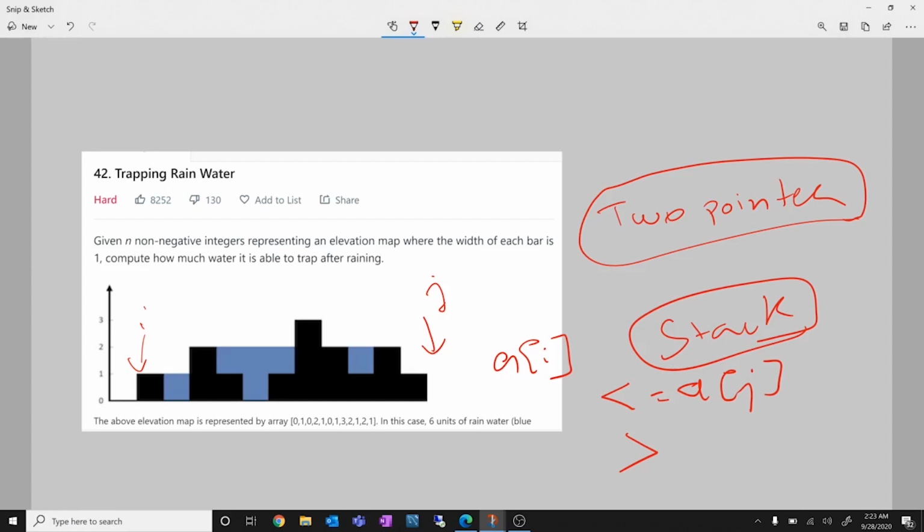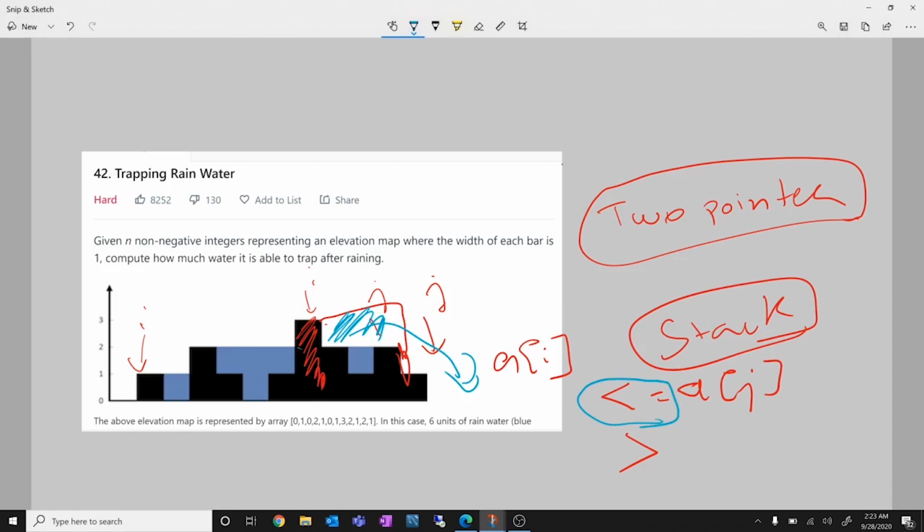Why? Let's say my i is here at some point and my j is here at some point. If I take this value and try to fill this entire area with water, you can see that there is overflow over here. If I fill the water over here, it's going to overflow and this is not going to be stored. So that is why I'm going to take the lesser value.